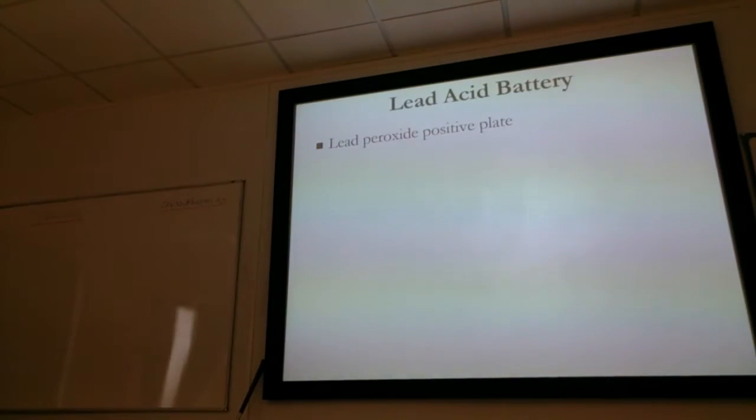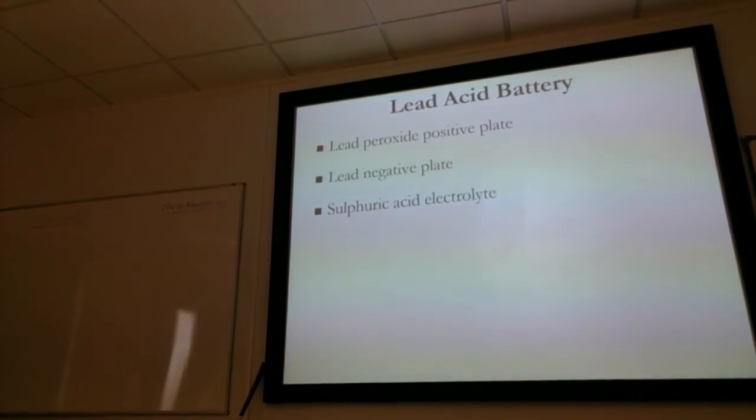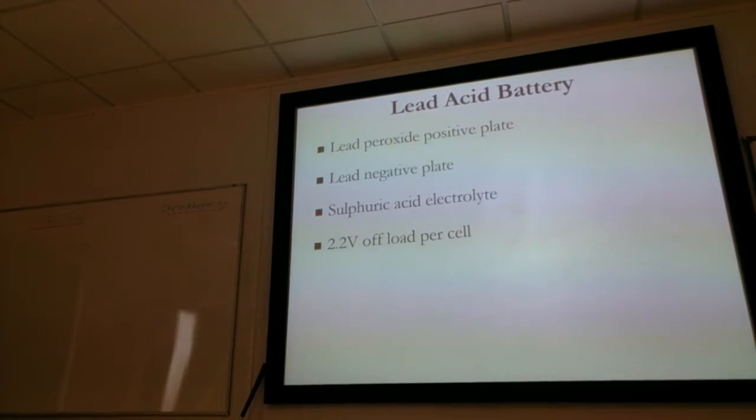So the lead acid: lead peroxide positive plate, a lead negative plate, sulfuric acid electrolyte. Offload, before you connect them up, they've got 2.2 volts per cell. As soon as you connect it all up together, on load it becomes 2 volts per cell. So nominally it's 2 volts for each cell of a lead acid battery. The one that's doing the rounds at the moment has 6 cells, so it's a 12 volt battery.